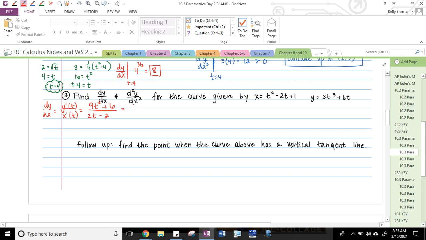And maybe we want to factor this a little bit. I don't know. 3t plus 2. We're going to be taking the derivative of it again with some quotient rules. So I don't know, maybe that'll help.